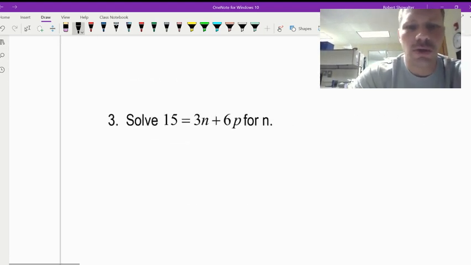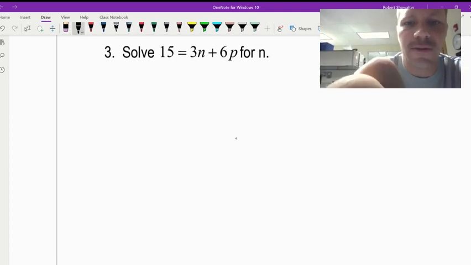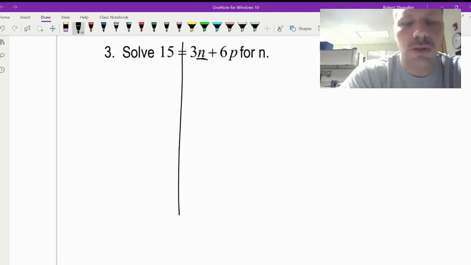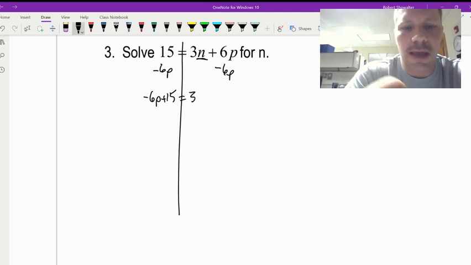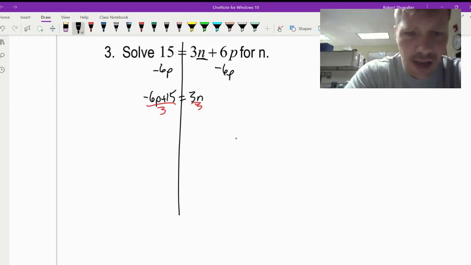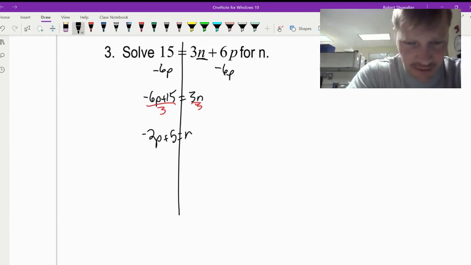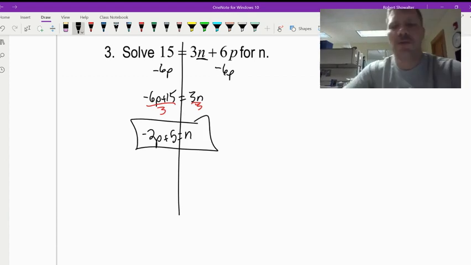Let's go to 3. Let's do this. Find where n is. Solving for n. It's right there. Draw the line. So minus 6p. We get negative 6p plus 15 equals 3n. Divide by 3. Boom. We're dividing that whole side by 3. So it's negative 2p plus 5 equals n. Done. Let's go. Do the next one.